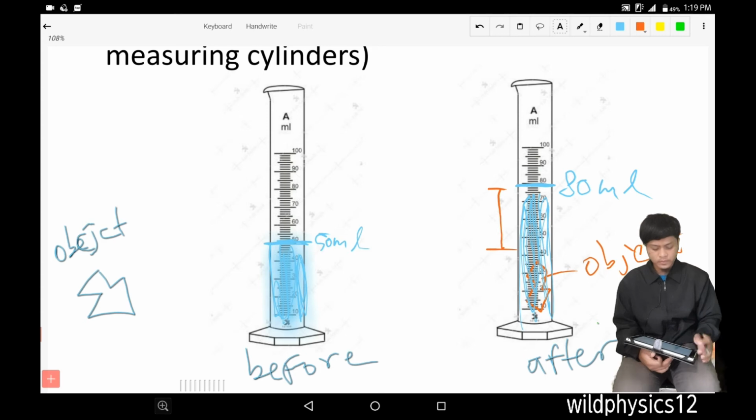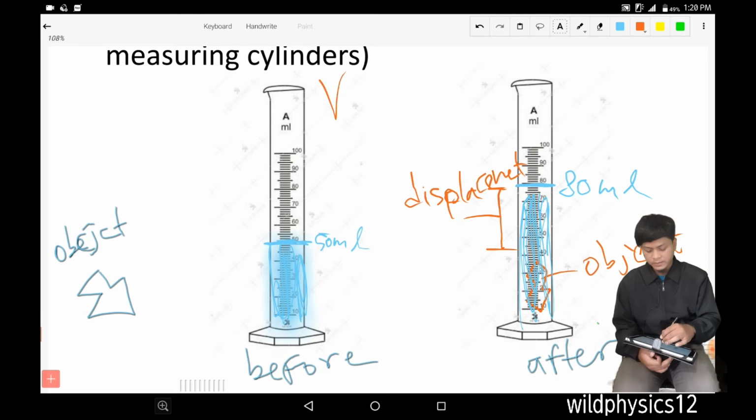of the water. Or we can measure the volume of the irregularly shaped object by using the displacement of the surface of the water. You just have to measure the displacement over here. So the displacement of the water is equal to the volume of the object.